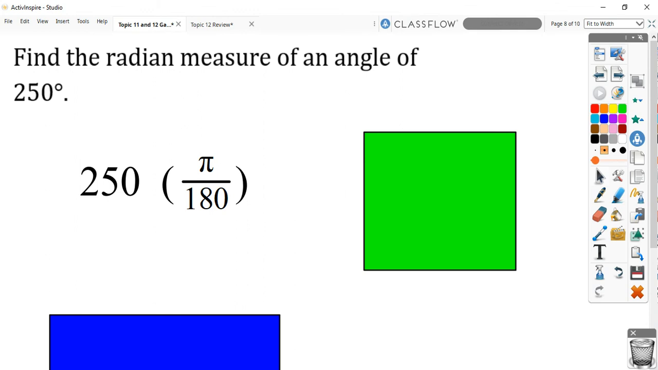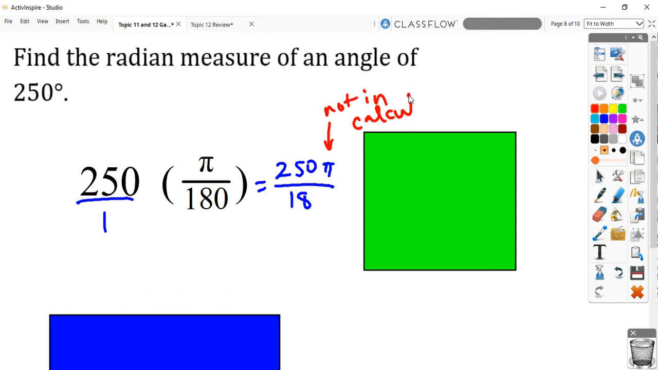However you want to keep track of this, 250 times pi over 180. And then what you do is you multiply in your calculator. This right here is equal to 250 pi over 180. You multiply, you put that over 1, top times top, bottom times bottom. But that's not what we're worried about. When you punch this into a calculator, do not type in pi. All you're going to type in the calculator is 250 over 180.